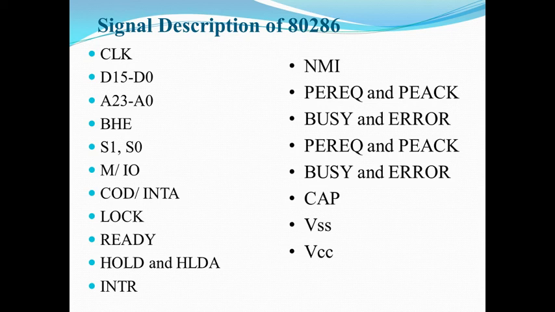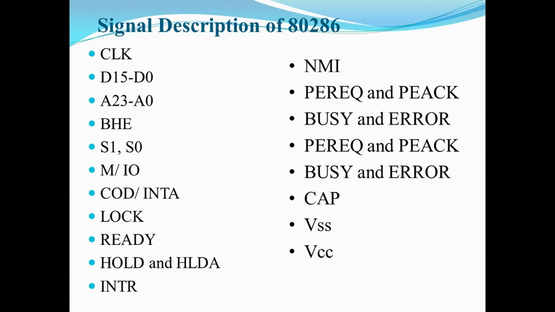Next, BHE. This is an output signal, which stands for bus high enable, and indicates that there is a transfer on the higher byte of the data bus. 16 bits stands for 2 bytes, so it means we are transferring data through the higher byte also, D8 to D15.